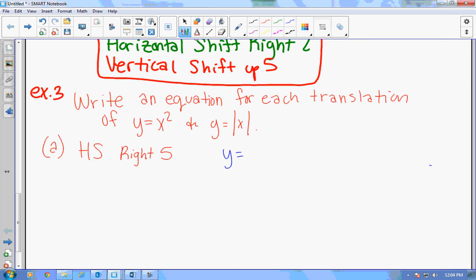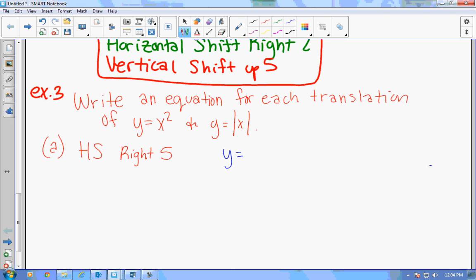Y equals. I'll put it over here. I need this stuff for a different class, so I don't want to erase it. But remember, the A is the multiplier. Inside the function is your horizontal shift. Outside the function is your vertical shift. Opposite, same.